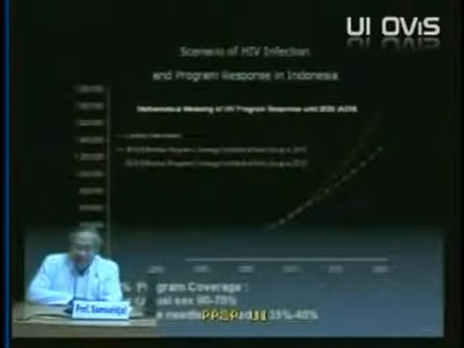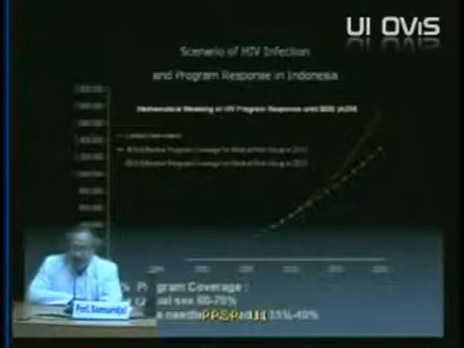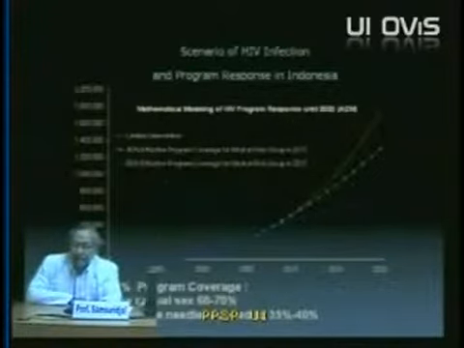And this is the diagram of the 3 scenarios, and we hope that we can achieve the lowest one if we could cover 80% of the risky behavior with an effectivity of around 60%. We hope that in 2020 we will only have 600,000 HIV cases in Indonesia.